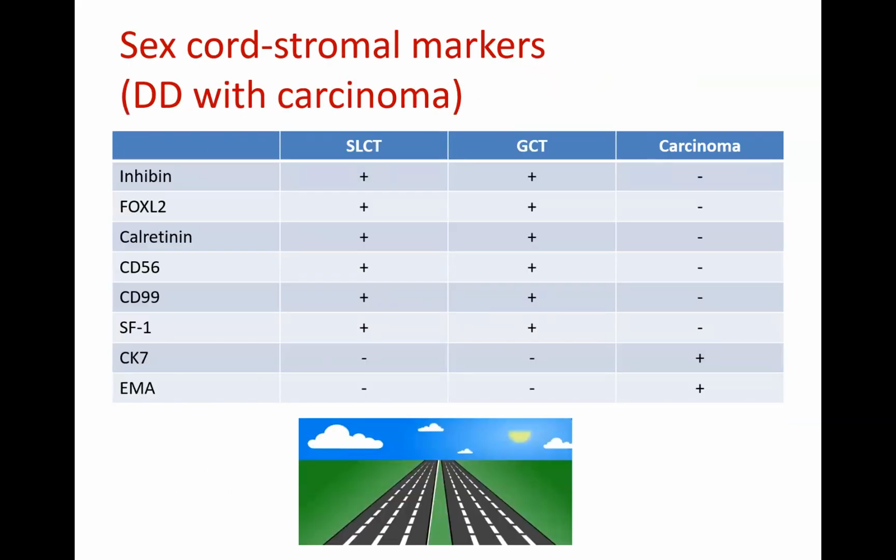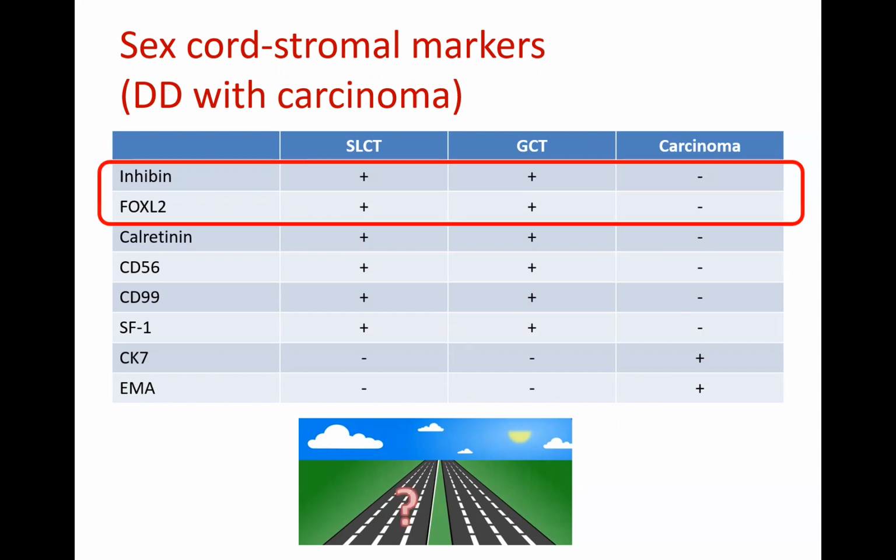All right, so again, I'm going back to my 2 highways here, and I want to mention some immunostains, not because we love immunostains and just keep throwing antibodies on your tumor. No, you have to ask yourself a question. My question is: is it sex cord-stromal or is it carcinoma? I am on this highway here. What would you do? Inhibin will help you. I showed you FOXL2 will help you. But inhibin and FOXL2, nothing helps you in separating Sertoli-Leydig from granulosa cell tumor.